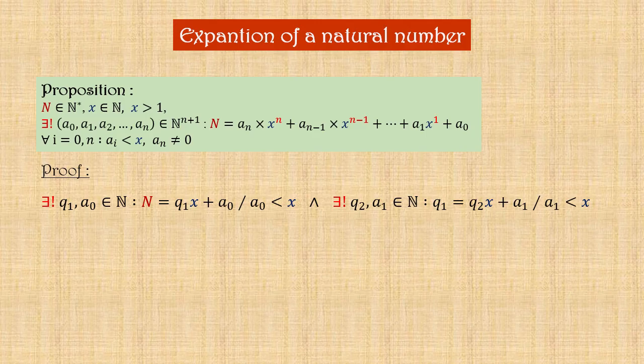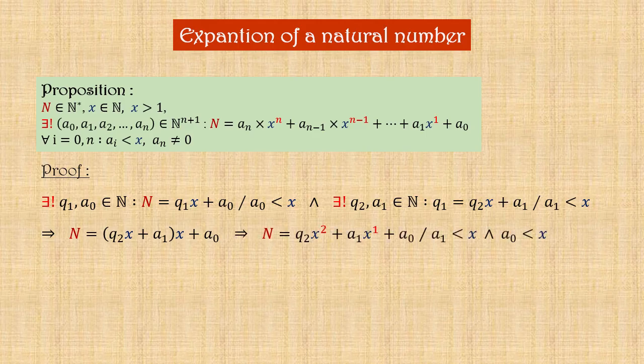Now, by doing the Euclidean division of q_1 over x, we find that q_1 equals q_2 multiplied by x plus a_1 with a_1 strictly lesser than x. This means that N equals q_2 multiplied by x plus a_1, all multiplied by x plus a_0, which equals q_2 multiplied by x to the power of 2 plus a_1 multiplied by x to the power of 1 plus a_0, with a_1 and a_0 strictly lesser than x.